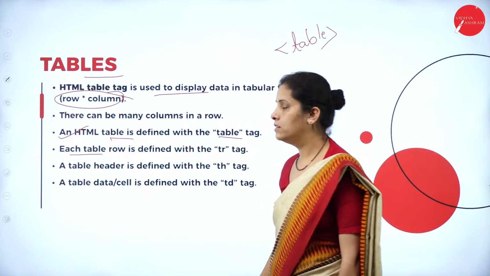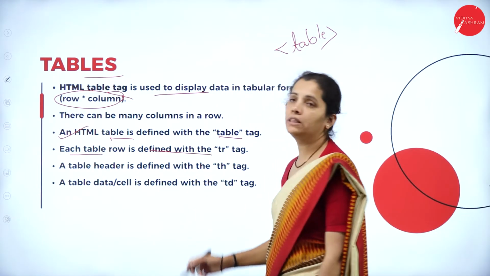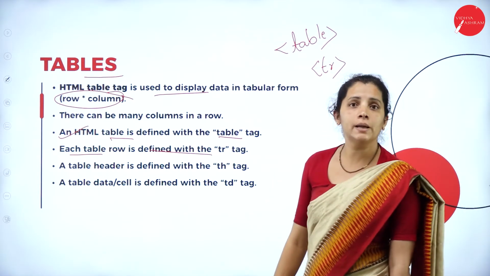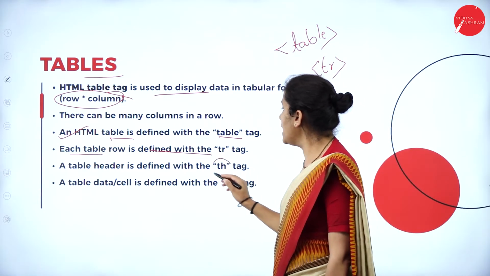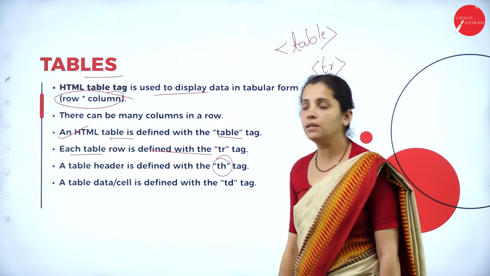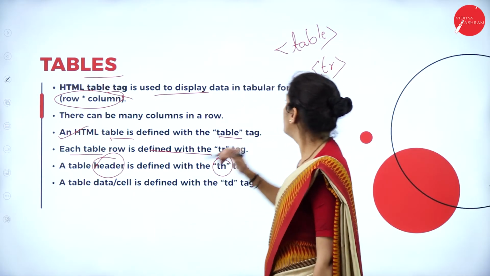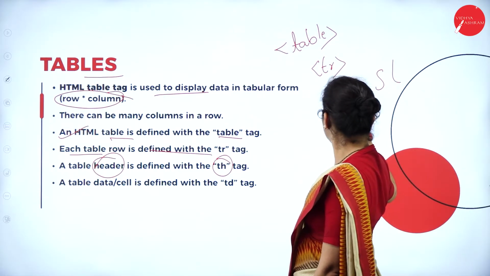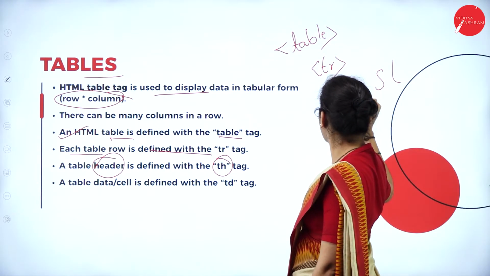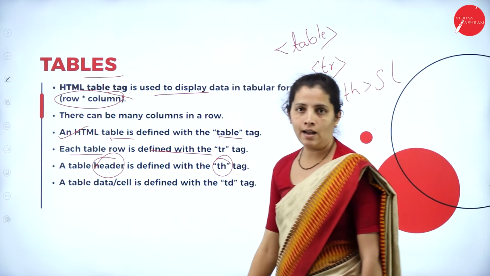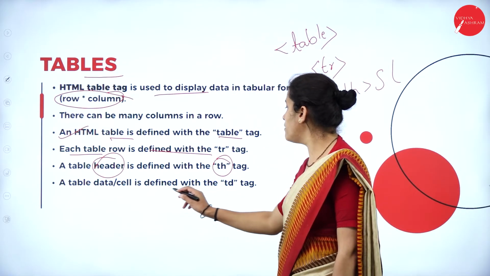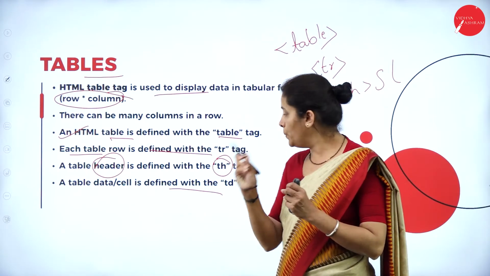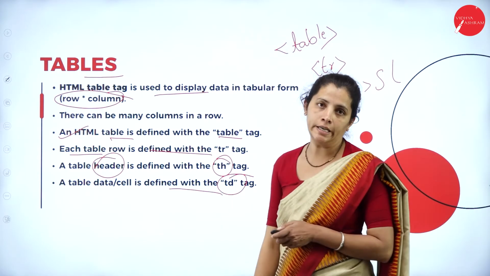Each table row is defined with tr. So if I write tr, what is the meaning? Table row. If I write th, that's nothing but the table header. For example, if I want to have the serial number, it is my table header. So what will I write? th. The table data or cell is defined with td. Each data is filled with the tag called td.